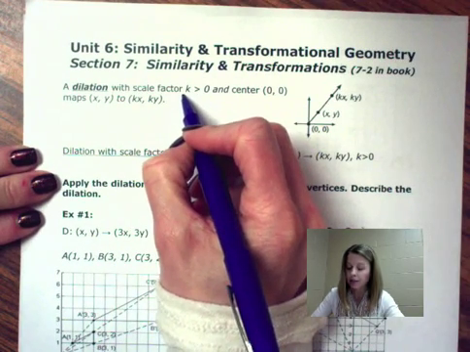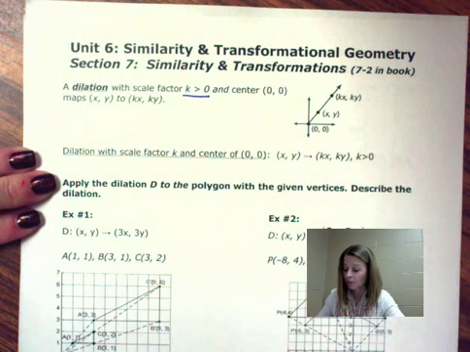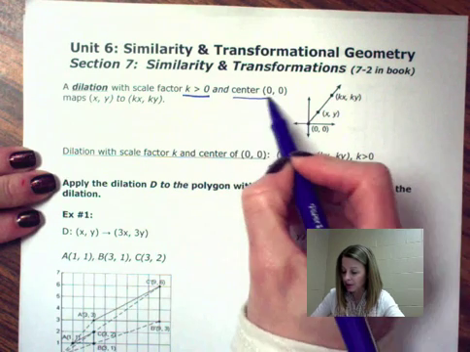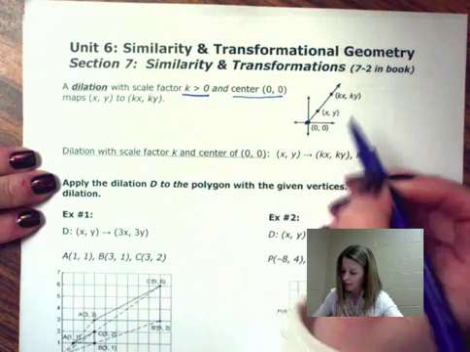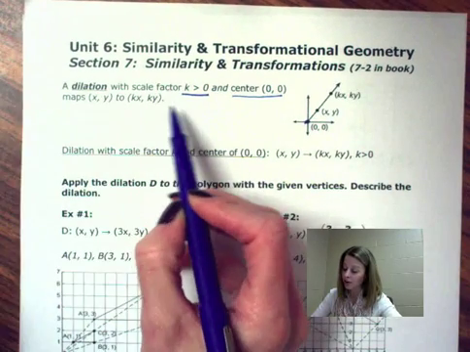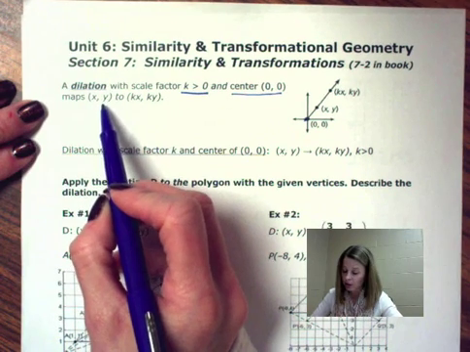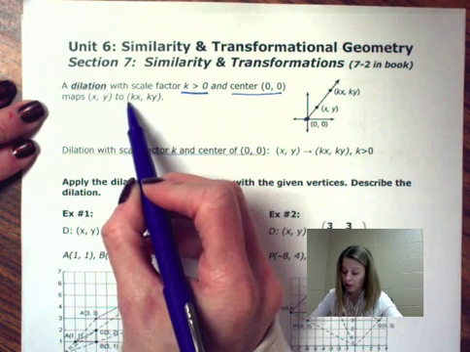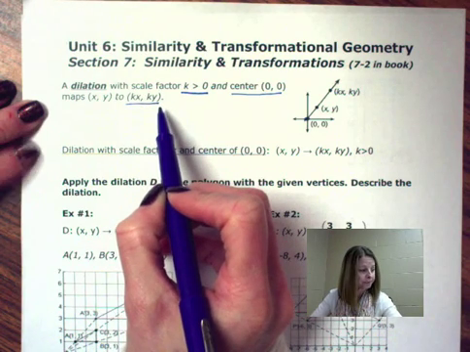So k is the variable used to denote a scale factor. And center 0, 0. So we will be centered around our origin as we work through this. A scale factor of k greater than 0 maps any ordered pair (x, y) to some other ordered pair where it's the scale factor times x and the scale factor times y.